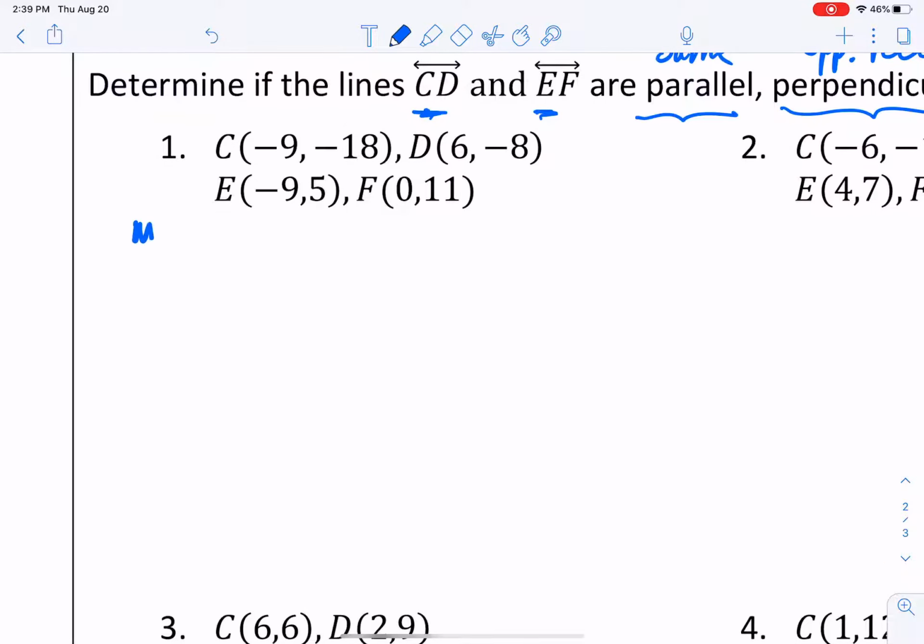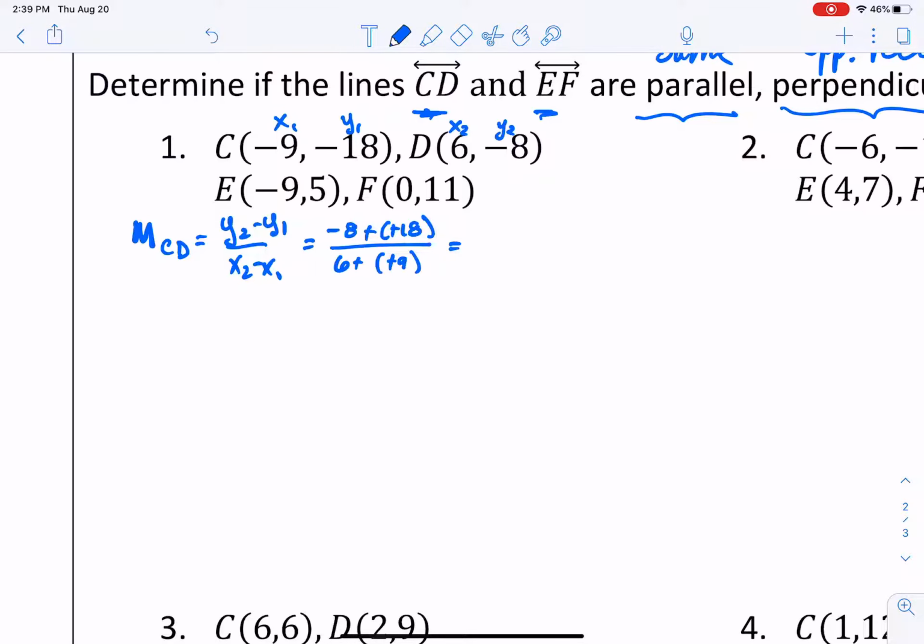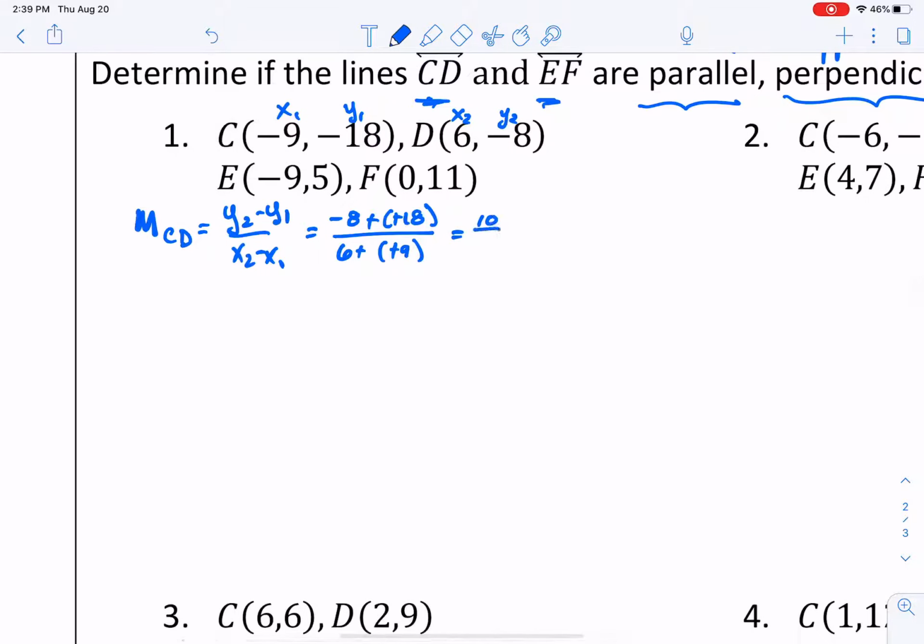So the slope for CD is y2 minus y1 over x2 minus x1. This is x1, y1, x2, y2. So that's negative 8 minus a negative 18 over 6 minus a negative 9. Change your double negatives to positives. And we get 10 over 15, which is 2 over 3 when simplified.